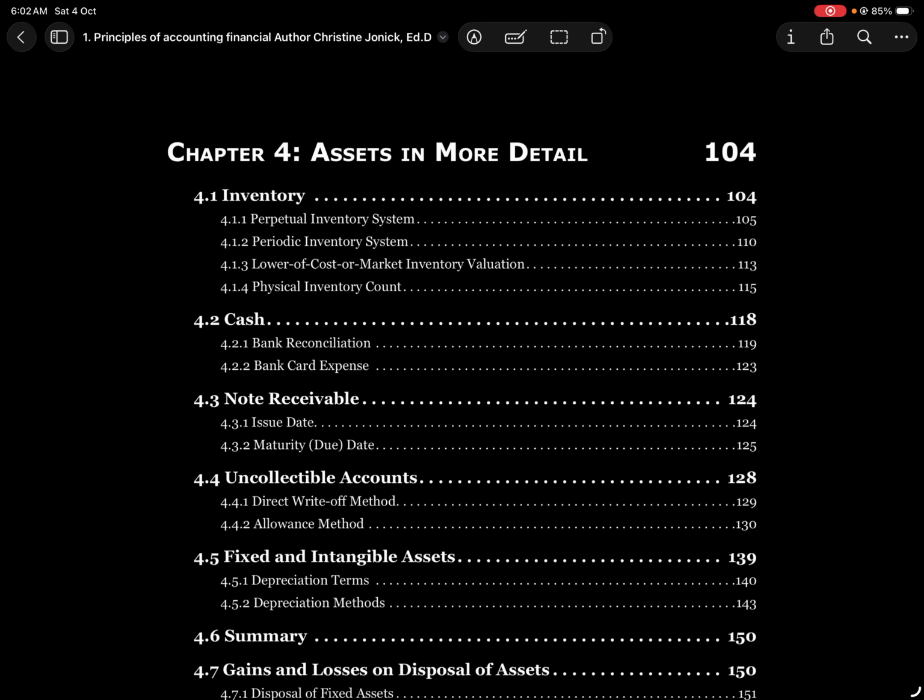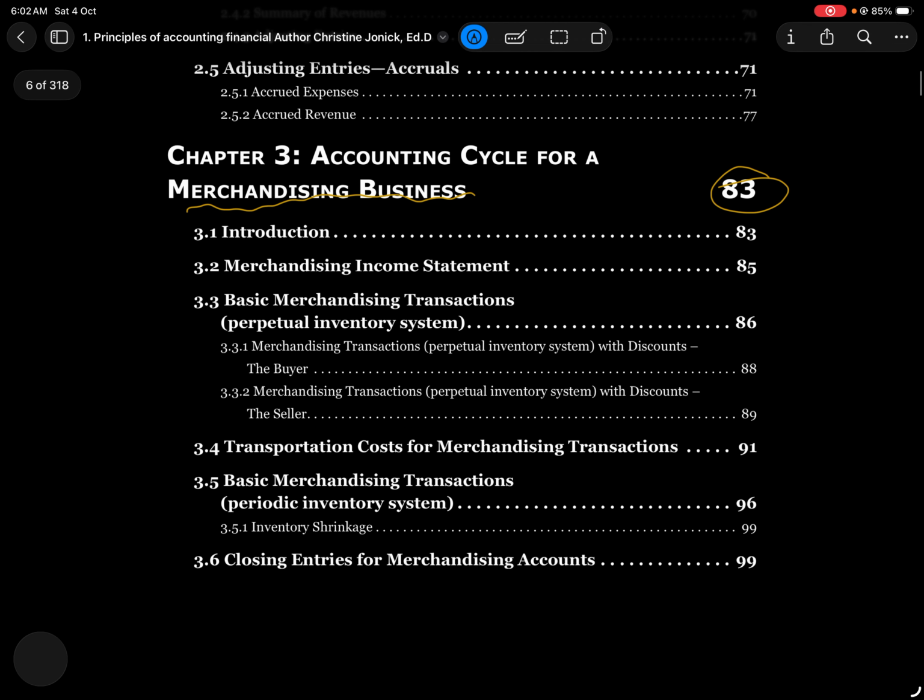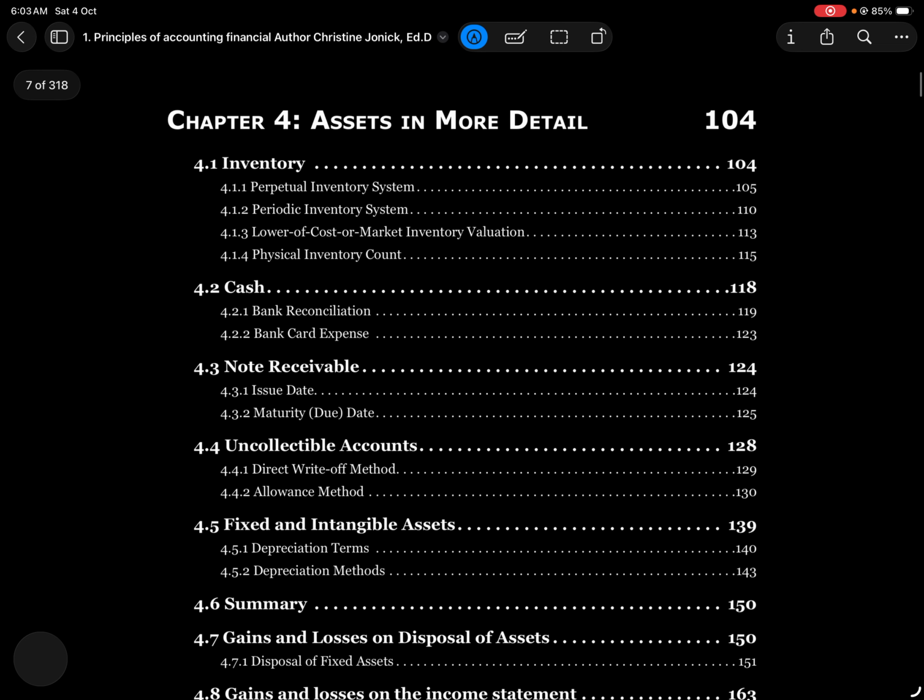Remember we were talking about assets, right? I'm in chapter 3 regarding merchandise business, and there would be two different kinds of inventory system that we could be using. Perpetual versus periodic, right? In perpetual, inventory is always maintained. In periodic, it would take some time to get your actual COGS from a physical count, right?